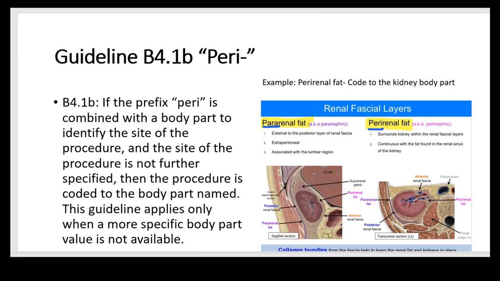Guideline B4.1b is the use of the prefix peri, P-E-R-I. If that prefix is combined with a body part to identify the site of the procedure and the site is not further specified, then the procedure is coded to the body part named. This guideline applies only when a more specific body part value is not available. And the example given there is perirenal fat. There is no body part value in the PCS tables for perirenal. So you're going to code to renal, which is kidney. That's going to be your body part.